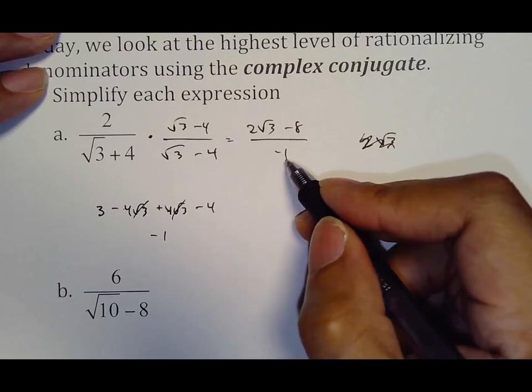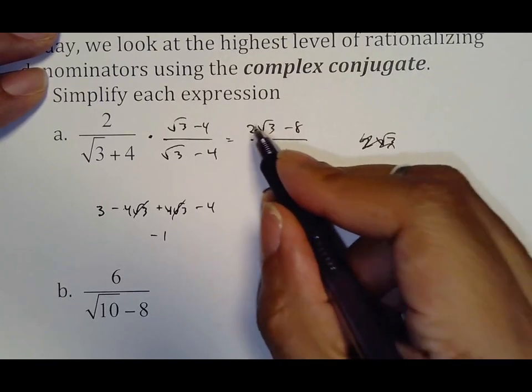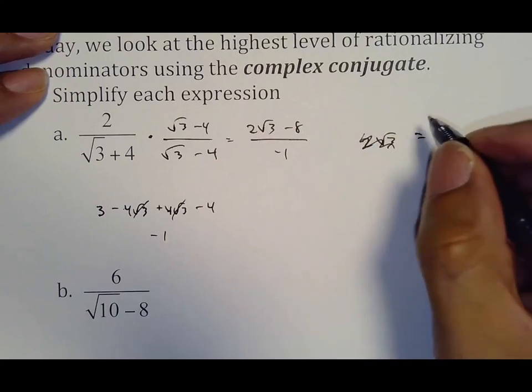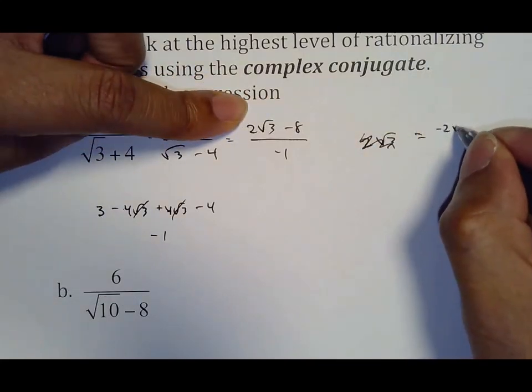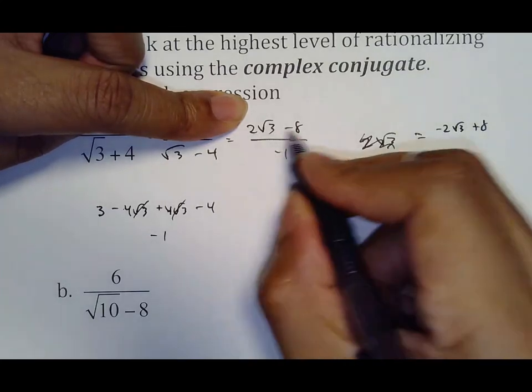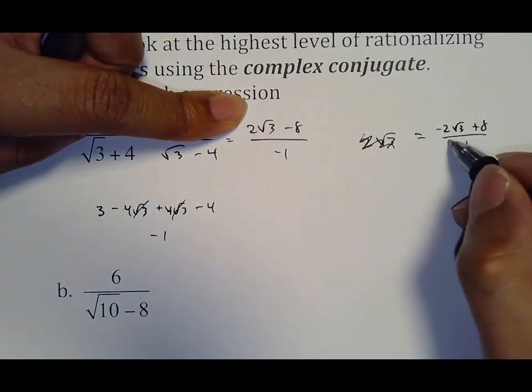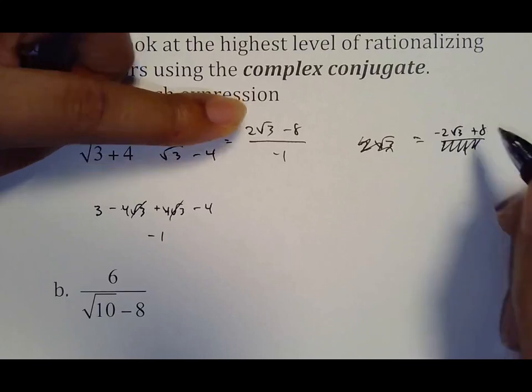But of course, you don't want to leave a negative on the bottom, so that means we have to switch all three things. So this actually turns into negative 2 root 3 plus 8, because you switch it, all over 1. But again, we don't need to put it over 1. That would be your answer.